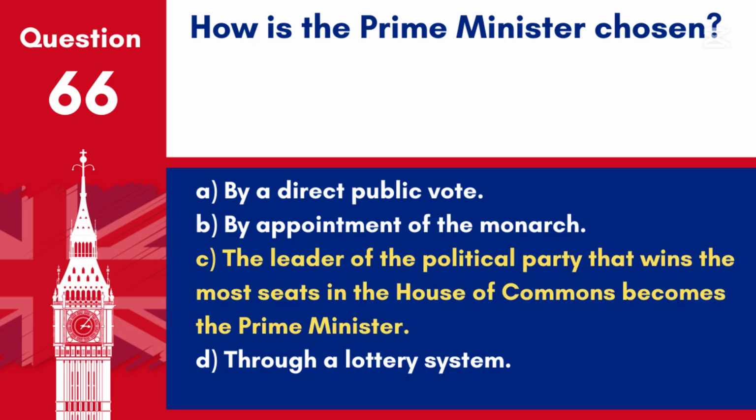Answer C. The leader of the political party that wins the most seats in the House of Commons becomes the Prime Minister. This process underscores the parliamentary democratic system, where the public indirectly selects the Prime Minister through general elections.